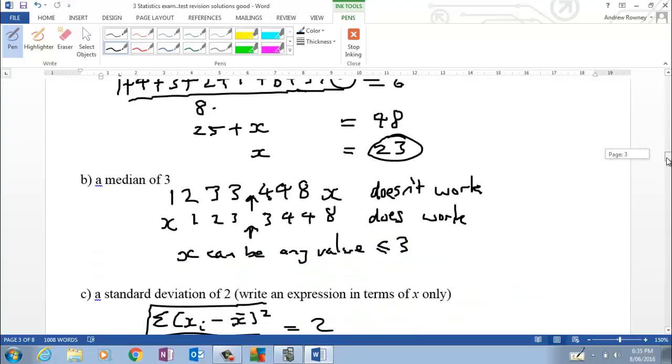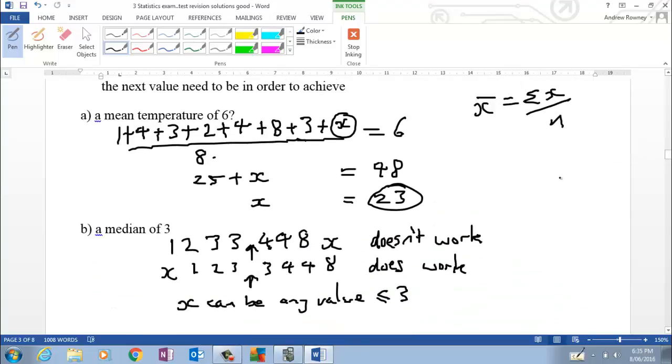If we want a median of 3, we rank order the numbers, so 1, 2, 3, 3, 4, 4, 8. Now we can either place our unknown number to the right or our unknown number to the left.